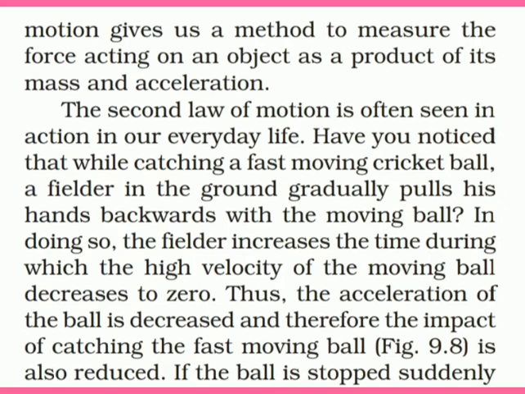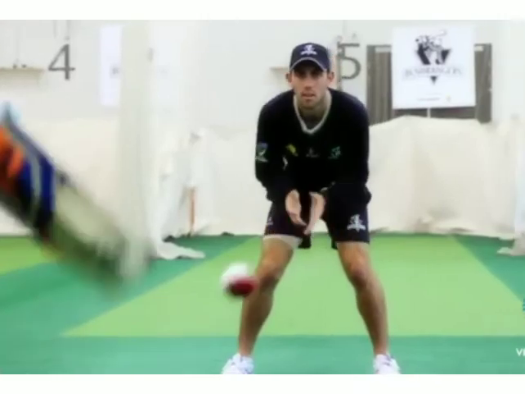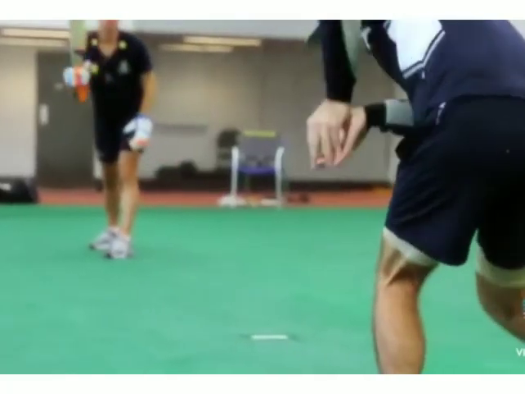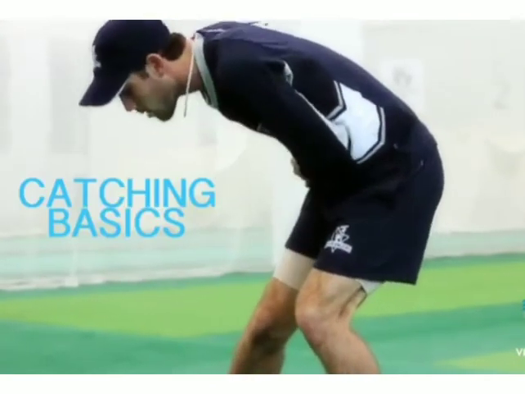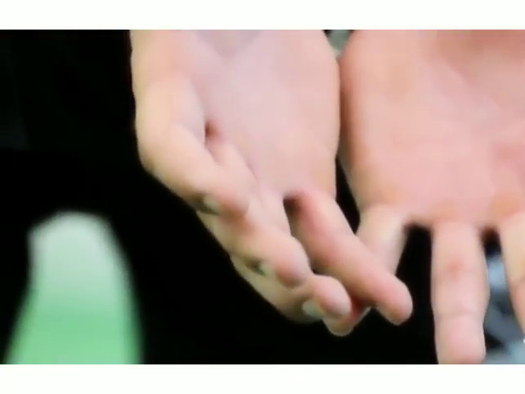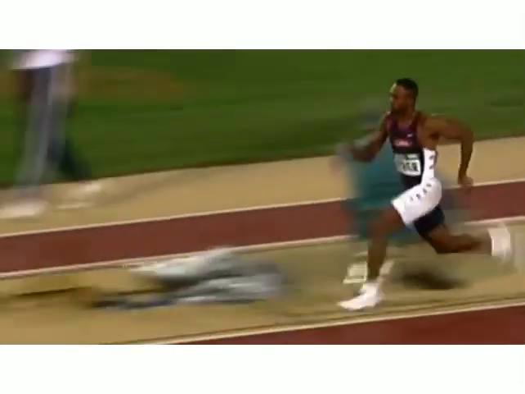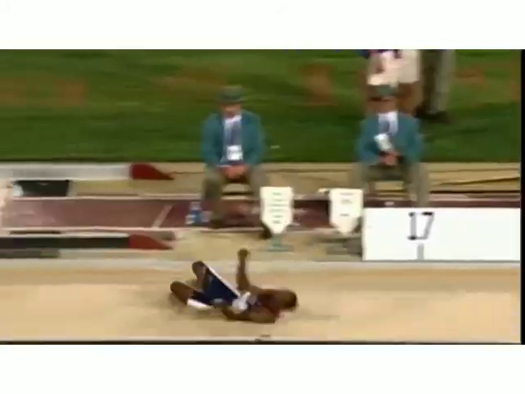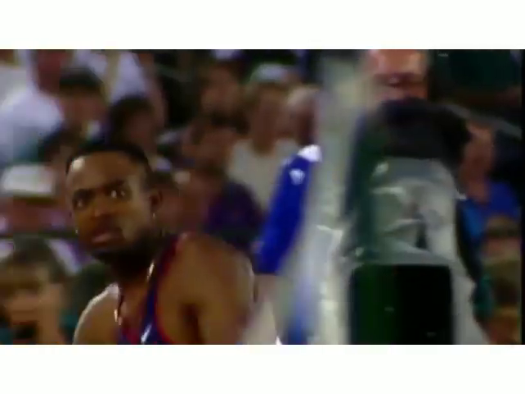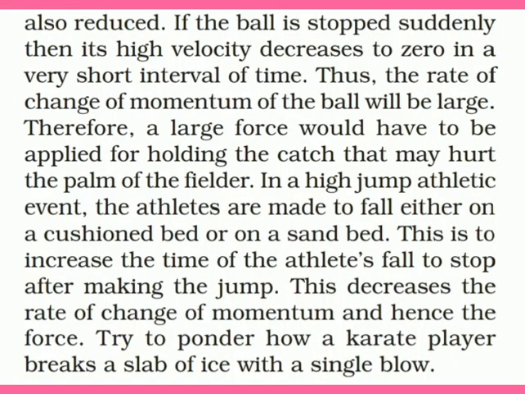If the ball is stopped suddenly, then its high velocity decreases to zero in a very short interval of time. Thus, the rate of change of momentum of the ball will be large. Therefore, a large force would have to be applied for holding the catch that may hurt the palm of the fielder. In a high jump athletic event, the athletes are made to fall either on a cushioned bed or on a sand bed. This is to increase the time for the athlete to stop after making the jump. This decreases the rate of change of momentum and hence the force.